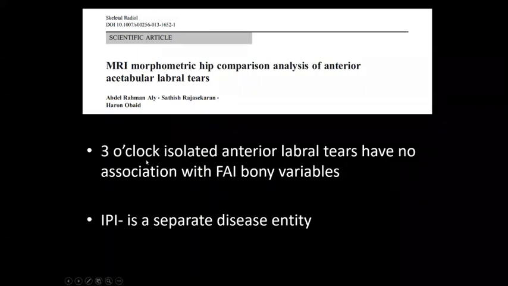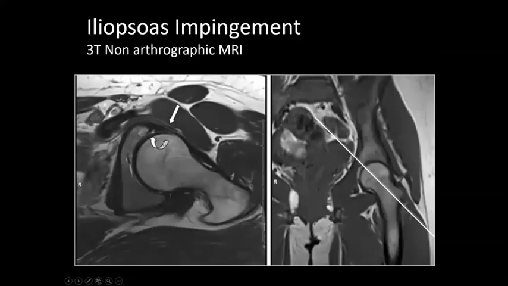We found no correlation between all these measurements and iliopsoas impingement. So the iliopsoas impingement was a separate entity. It has no relationship to the CAM or the pincer type of femoroacetabular impingement. And also the characteristic feature of these patients with iliopsoas impingement is that the labral tears are isolated at the anterior 3 o'clock position. So this is the most characteristic feature of patients with iliopsoas impingement.